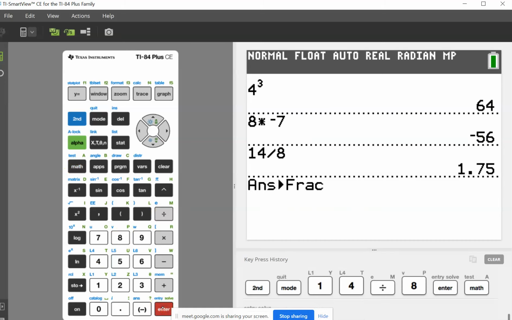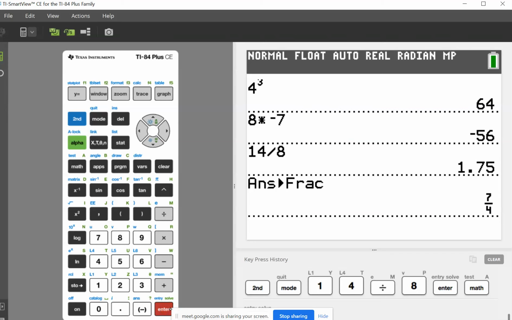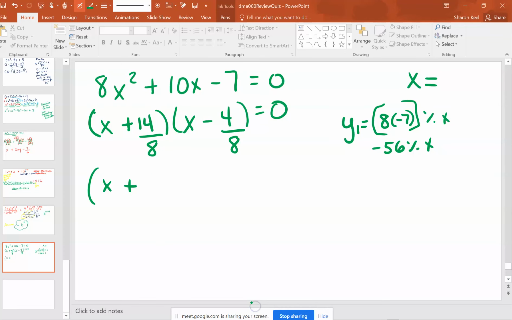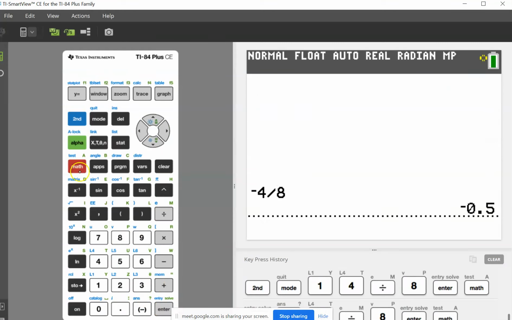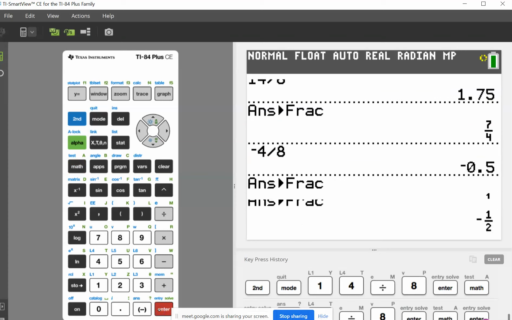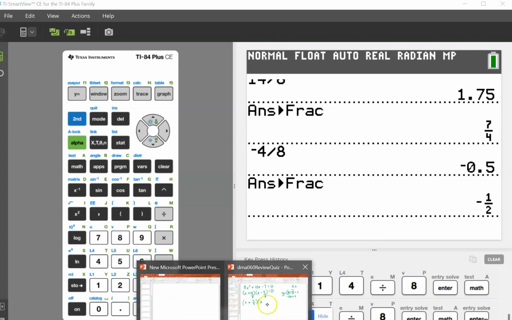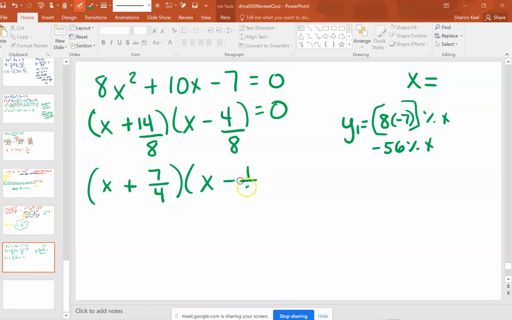That reduces to 7/4. And then your minus 4/8, negative 4 over 8, you're going to do math, enter, and that gives you a negative 1/2. Now, for a problem like this, they're not asking you to factor, they're asking you to give your solutions.